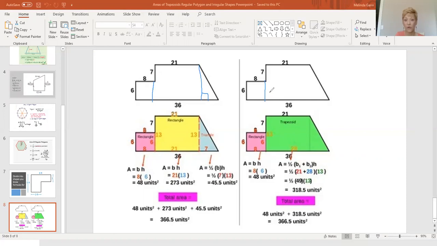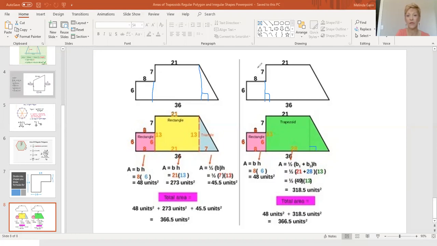That height, remember, you would want that to be perpendicular. All right, so if that over here is 13, then that's going to have to be 13. Okay, so remember that angle is perpendicular. Okay, and again, you can say 49 times 13 and then take half of that. Remember, divide it by 2, and you're going to get that many square units. So when you add the 48 for the rectangle to the 318 and 5/10 for the trapezoid, you get the same answer. So on a test, I wouldn't care which way you did it.